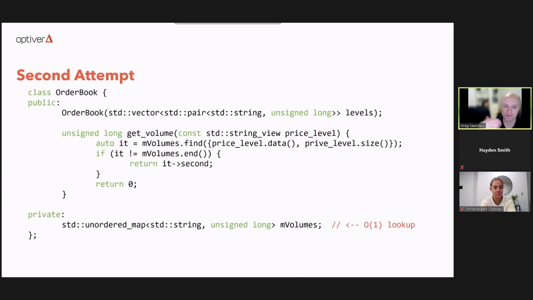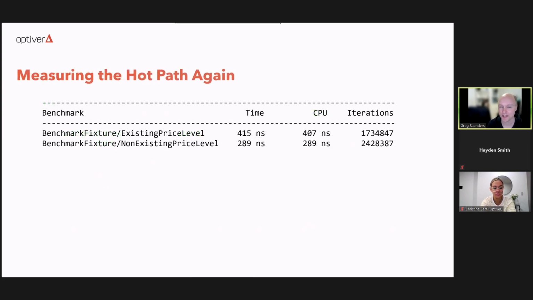And so here I've changed my get volume method. Well, in fact, I haven't changed the get volume method at all. All I've actually done is change the order book class from using std::map to std::unordered_map. And now we're going to see if that makes any difference to the performance of our get volume method, and if it does, how much of a difference it makes. So let's run our benchmark again.